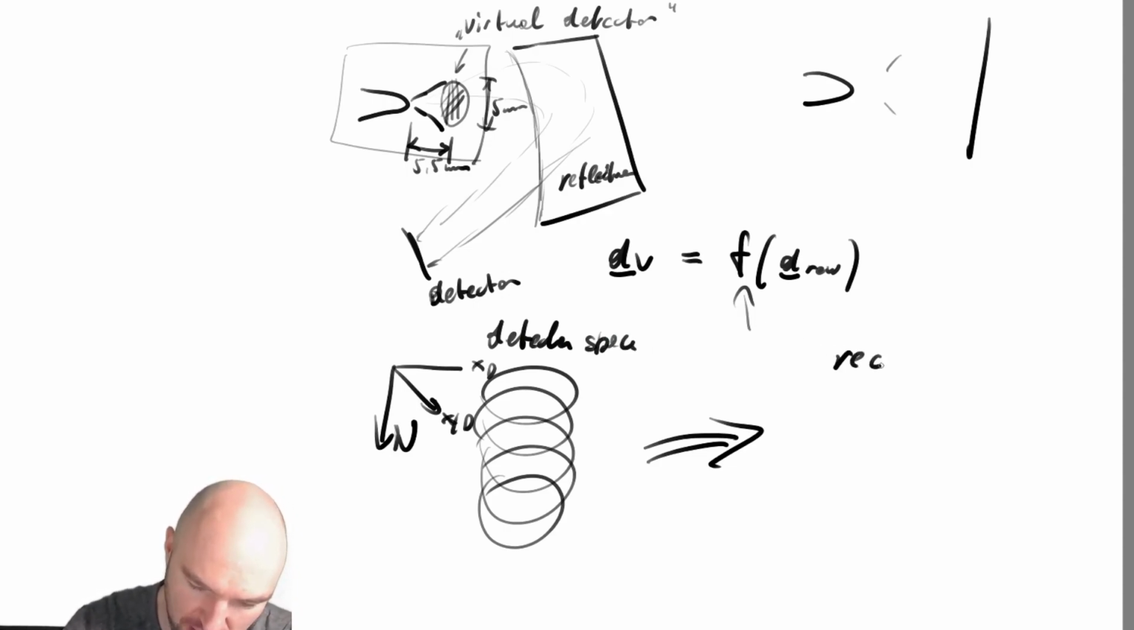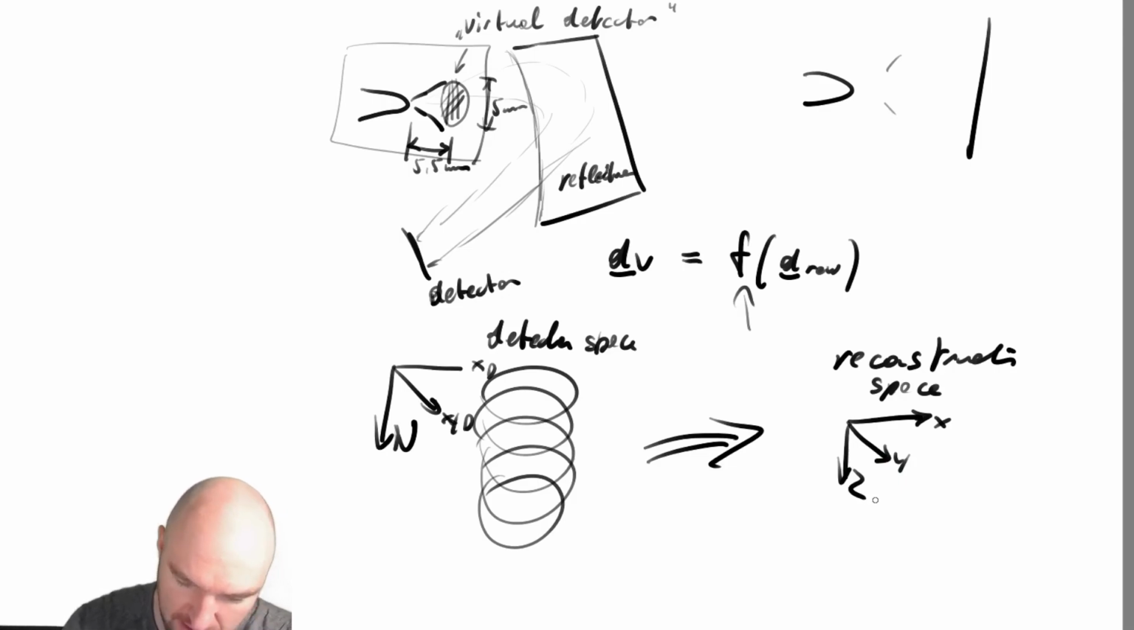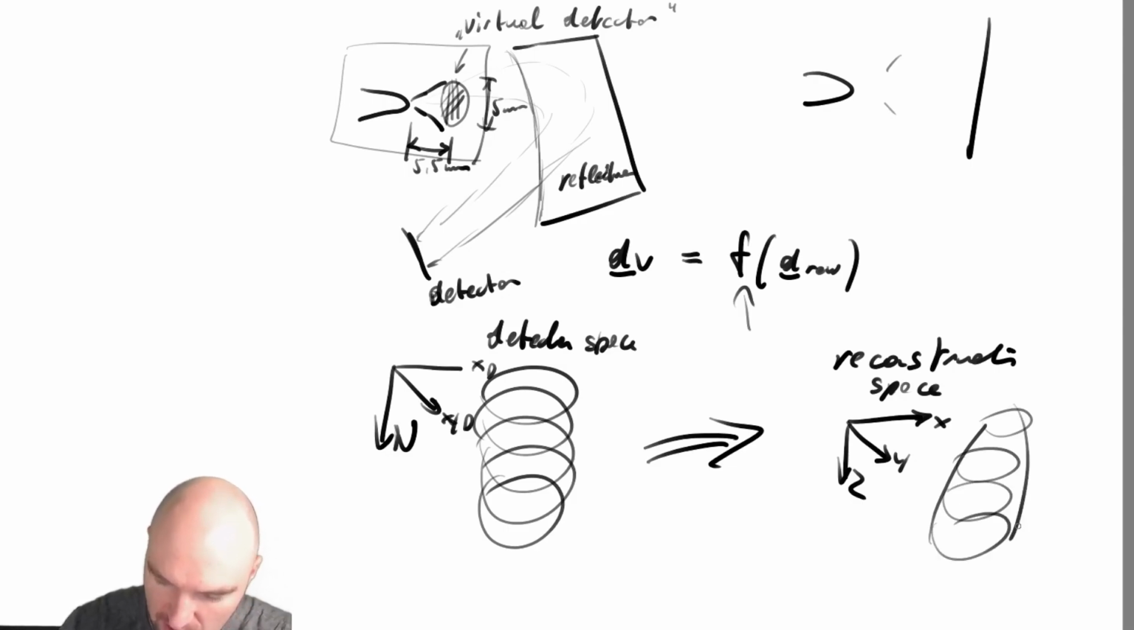And we have reconstruction space. The reconstruction space means we have x, y, and z in normal Cartesian coordinates, and then what we had before just looks like the atom probe reconstructions that you're used to.